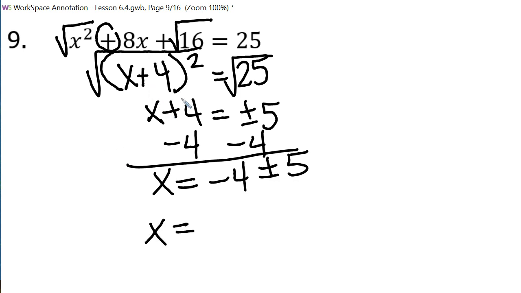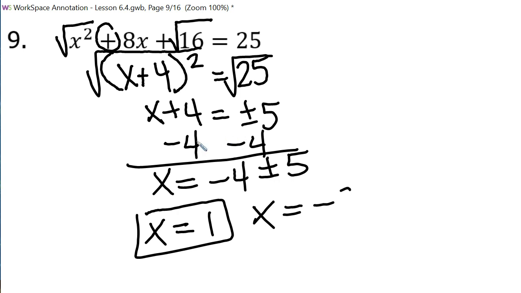For the first answer, we'll do the addition. So it's negative 4 plus 5, which is 1. To get the second answer, we need to do the subtraction. So it's negative 4 minus 5, which is negative 9. So we have 1 and negative 9.